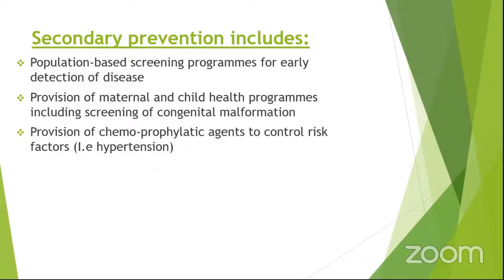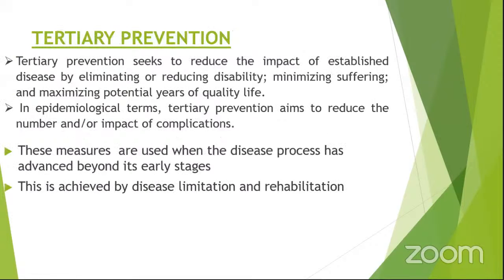Examples of secondary prevention include providing population-based screening programs for early detection, provision of maternal and child health programs, including screening of congenital malformation, and provision of chemoprophylactic agents to control risk factors.